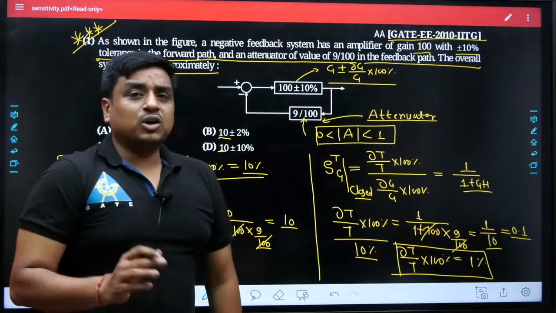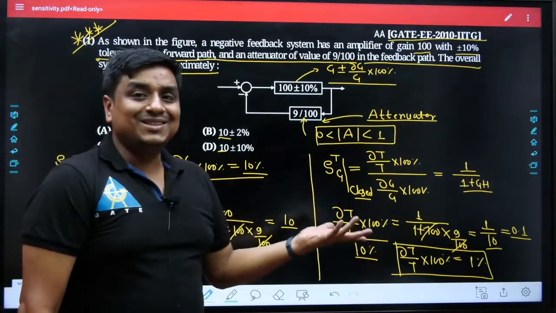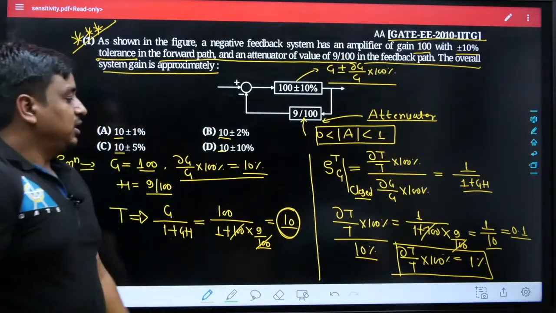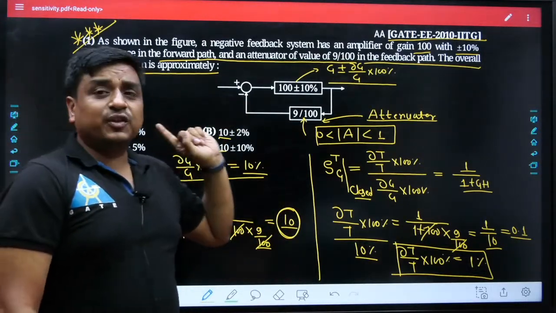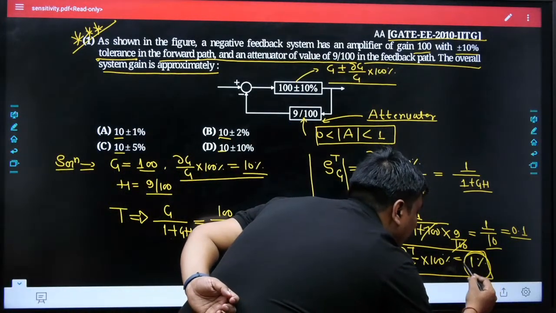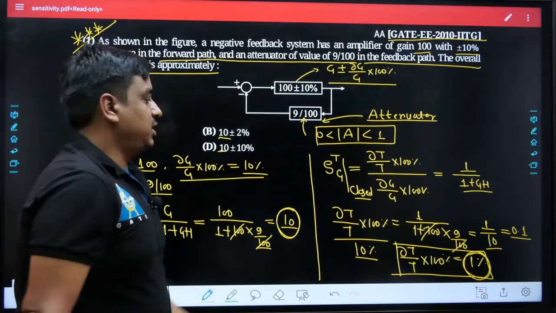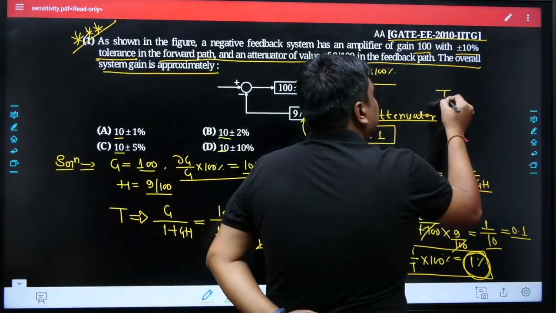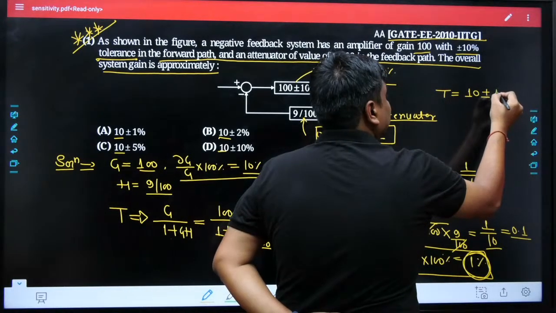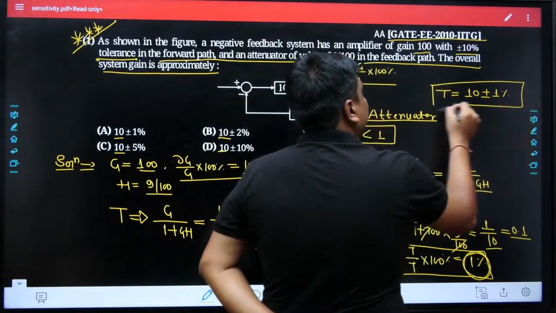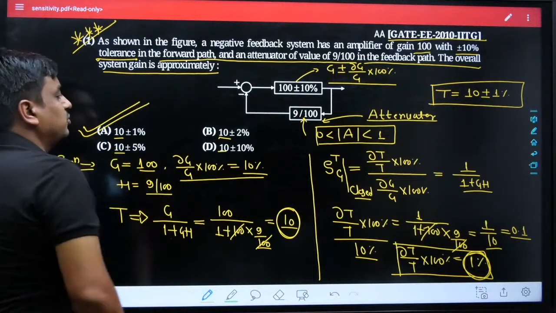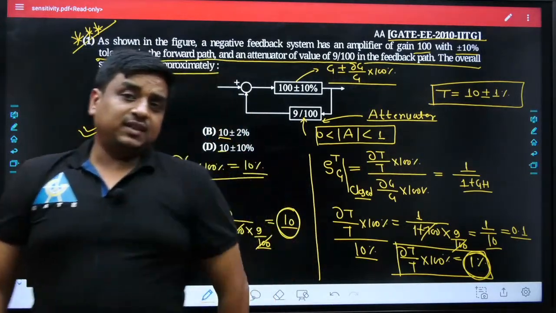That means, what did you notice out of this? See, the two outcomes we can bring out of it. The first one, if there is no change in G, the transfer function is simply 10. And if there is a tolerance of 10% over G, in that case, you are getting a tolerance of 1% over the transfer function. So you can say the net worth of the transfer function is 10 plus minus 1%. So tell me what's going to be the best answer. Obviously, the best answer has to be A.